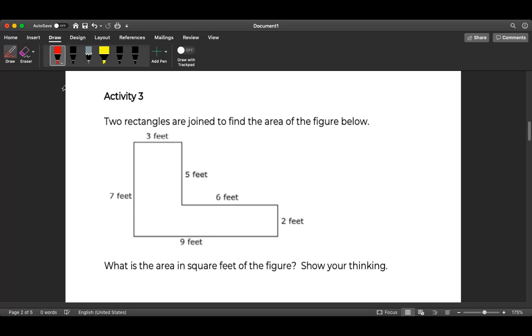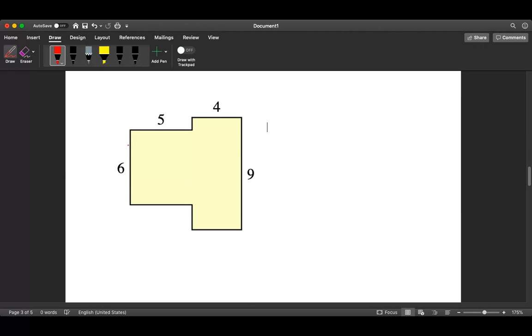And so the problem says two rectangles are joined to find the area of the figure below. What is the area in square feet of the figure? Show your thinking. So in this problem, we know that the unit is feet, and because we're finding the area, our answer will be square feet. Instead of doing this one right now, I've put another one down here below. I know you don't have this one in your packet, but I want to talk about this one with you so that you can see how to do this and then apply it to the one in your packet.